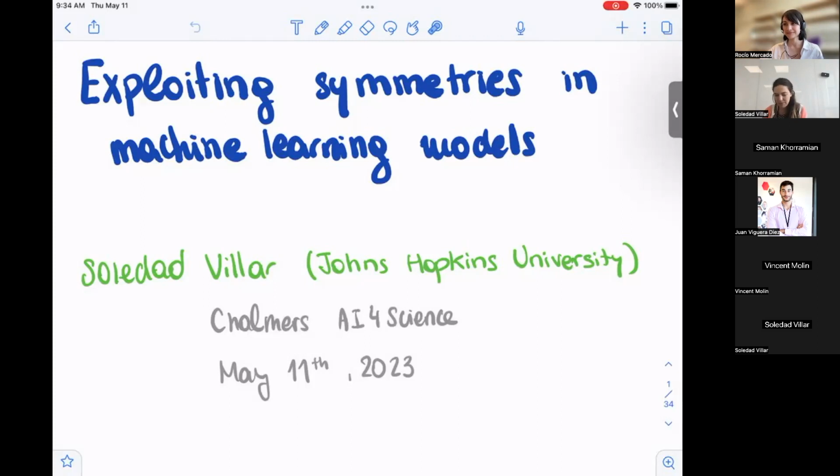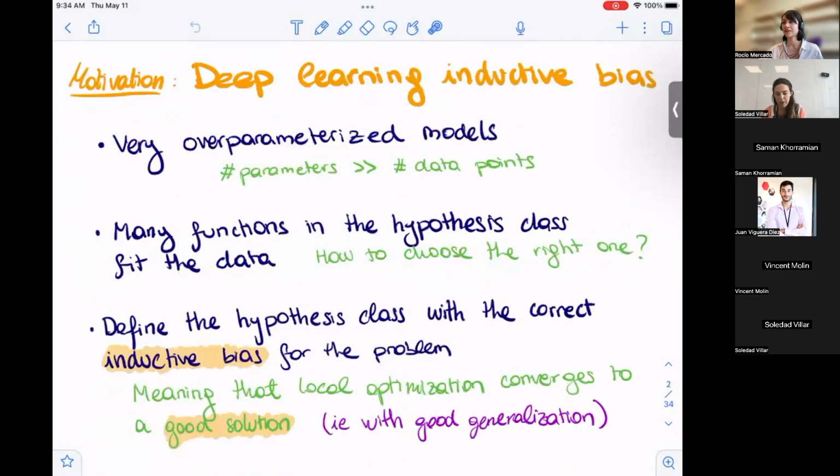Okay, so the idea of this talk is to explain how one can exploit symmetries in machine learning models and why one may want to do it. As a motivation, you're all doing AI4Science, so you're very familiar with deep learning models, and you know that these deep learning models are very over-parameterized, meaning that you have way more parameters than data points sometimes, and the function class that you're considering is very expressive, so you can express many functions in the class that can fit the data perfectly. So which one is the right function that you want to use for your model?